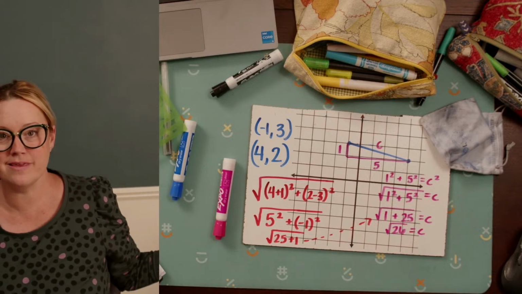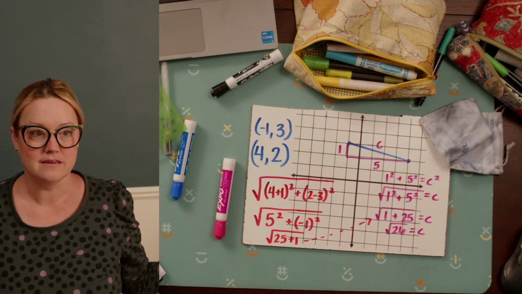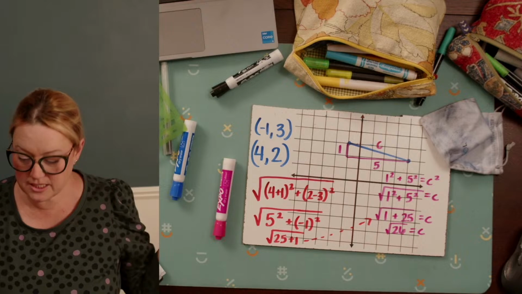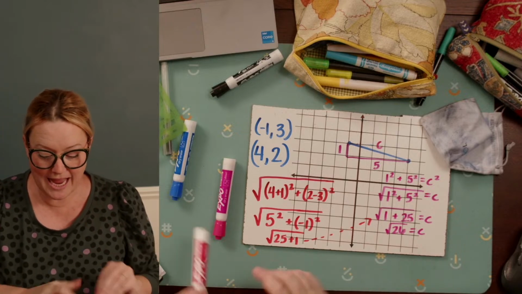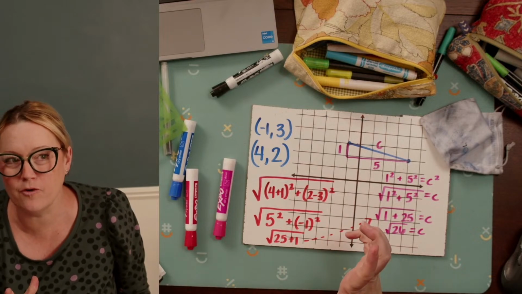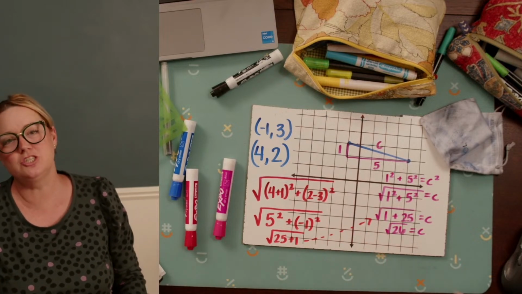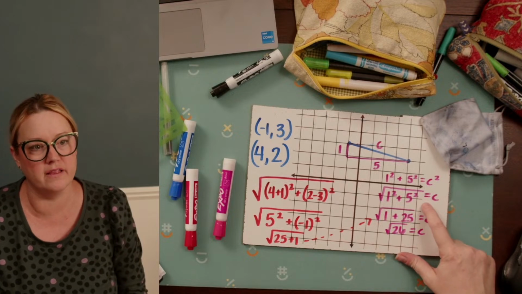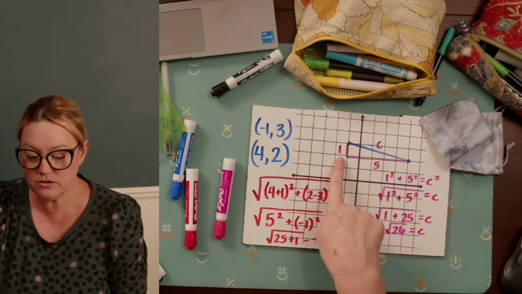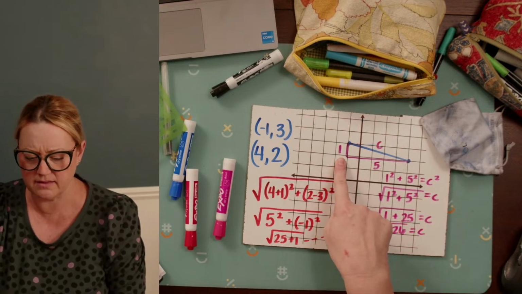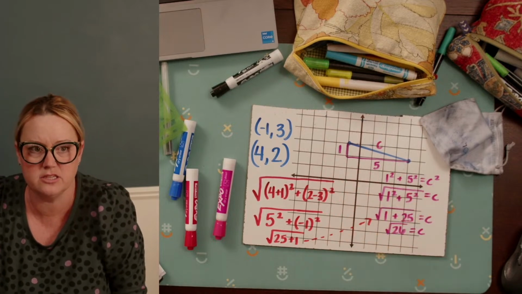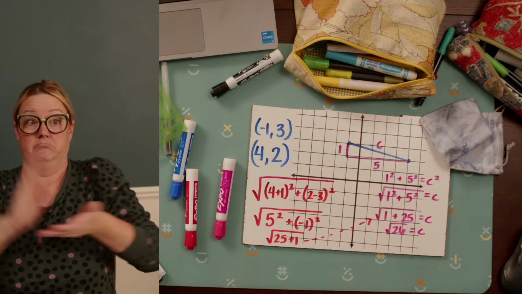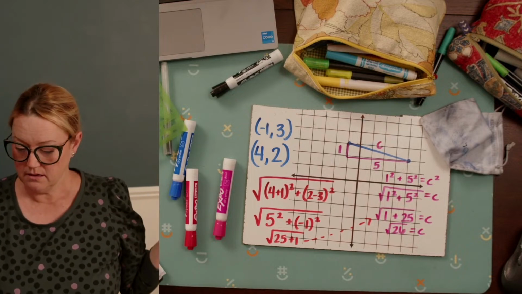Doesn't this look familiar? It's just Pythagorean theorem. That's all it is, right? So when I teach this, I tell my students what the distance formula is, but I go, guys, it's just Pythagorean theorem. Once you see that, oh, yeah, that's just how much did the y change and how much did the x change.